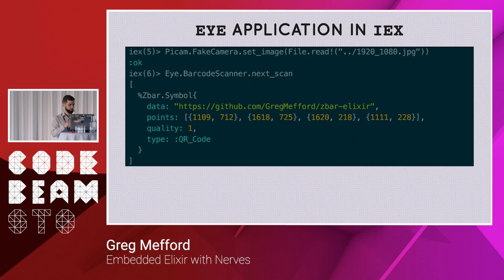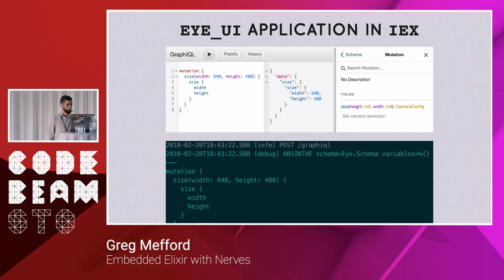This is just a real quick example of how you can use the fake camera to set the image that you want it to pretend to present, and then it will pretend to stream that picture over and over. And then you can use the barcode scanner to say, scan the next barcode that you see, and you get the data back in IEx. Similarly, you can run the eye UI application on your laptop, and you can get to the graphical thing if you've used GraphQL.